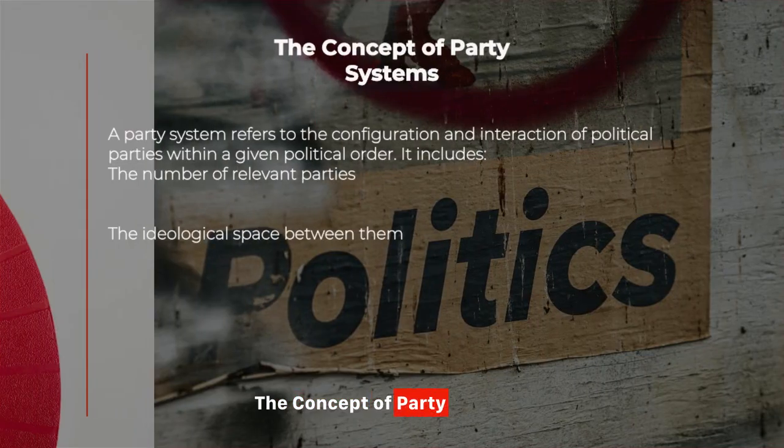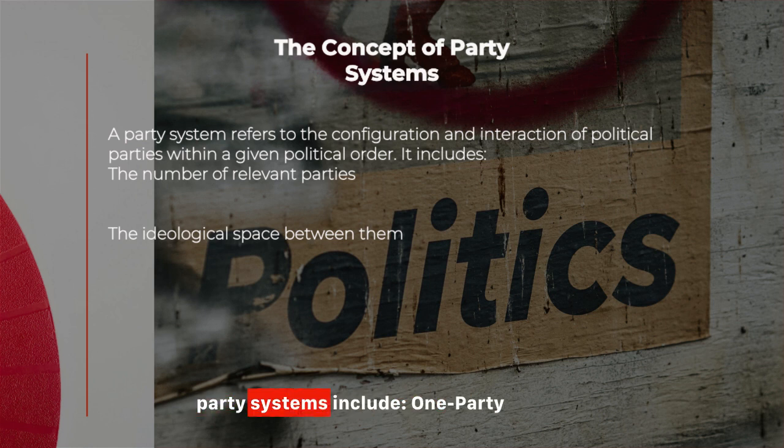The concept of party systems. A party system refers to the configuration and interaction of political parties within a given political order. It includes the number of relevant parties, the ideological space between them, patterns of competition and cooperation, the frequency of party turnover or electoral volatility.